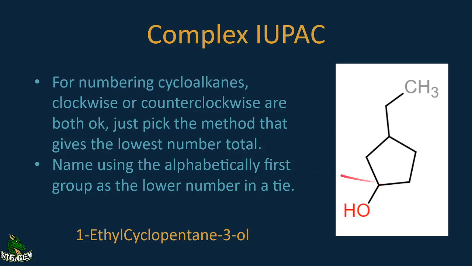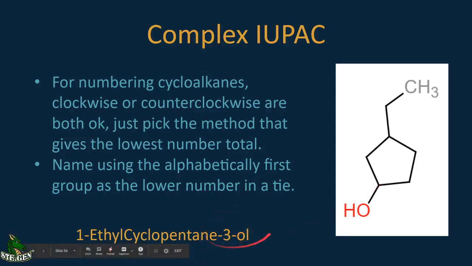So in this example, we're going to name using the alphabetically first group as the lower number in the tie. So if you can't figure out which way to number from, just pick the one that's alphabetically coming first. And in this one, we have ethyl as a substituent, and then we have an alcohol group down here attached to it. So I'm going to number it. Ethyl comes numerically first because it is alphabetically first. So I'm going to do 1 ethyl, and then position 1, 2, 3, there is an alcohol group.